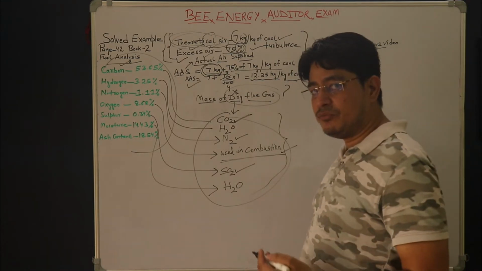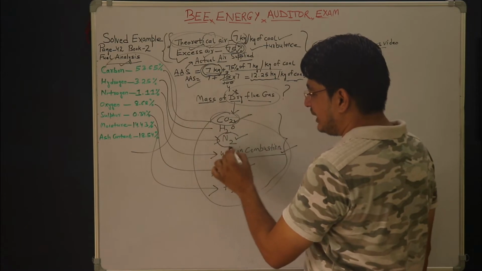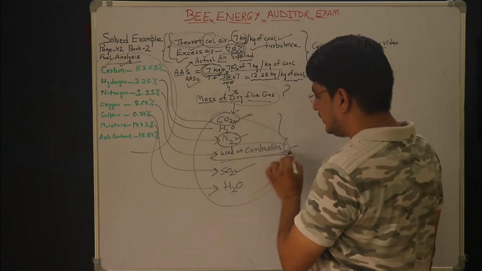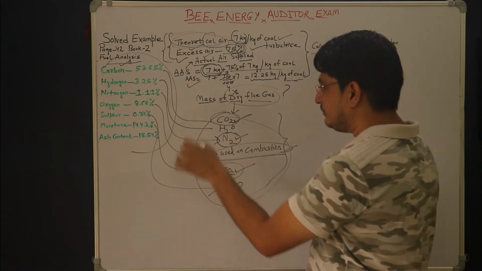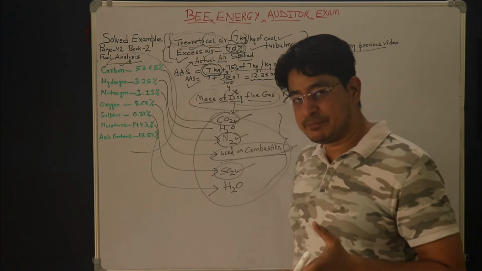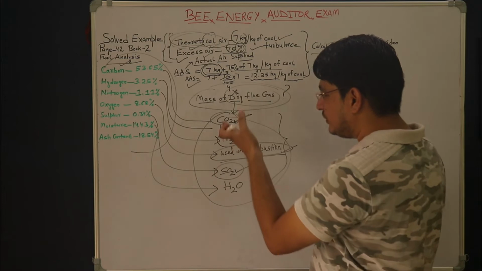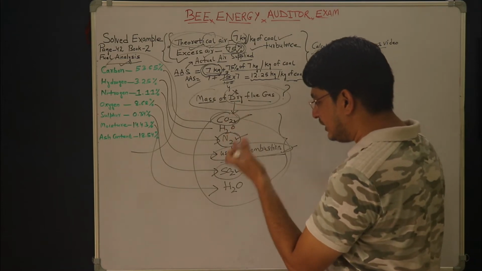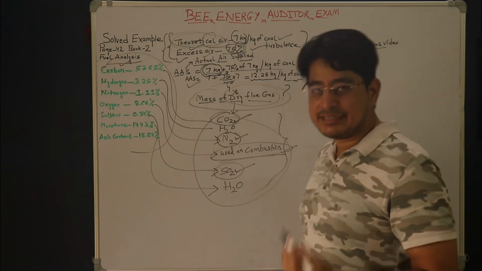As you know, whatever will be the mass of CO2, mass of N2, mass of oxygen, if present, mass of sulfur dioxide, that will contribute to the mass of dry flue gas. So the basic purpose of our today's concept is to calculate the mass of CO2, N2, oxygen, SO2, and that will be the mass of dry flue gas.